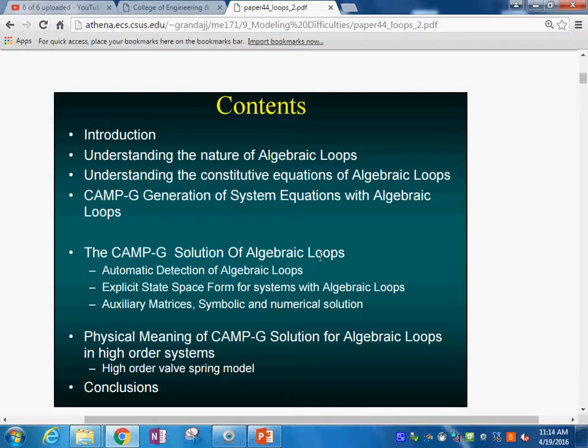What we would like to do is that ChemG will first of all detect the algebraic loops. Two, we will be able to transform those implicit equations into explicit equations. And then finally, we would like to take a look at the physical meaning of algebraic loops, just as we have looked at the physical meaning of derivative forms.